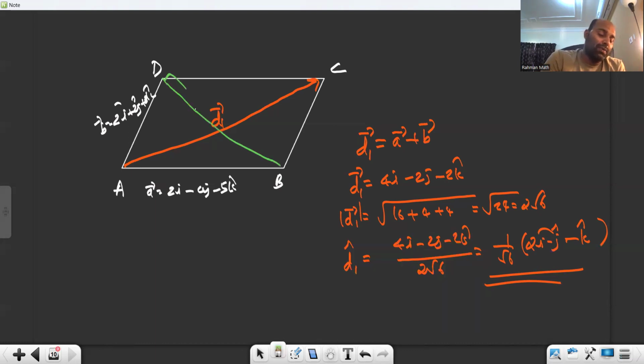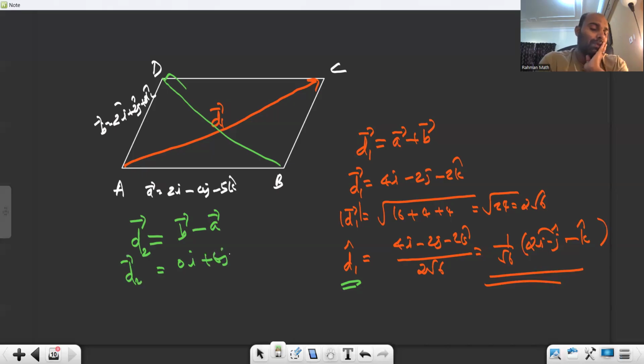The second diagonal we are calling D2. Now this is the unit vector, don't forget. The D2 vector is B minus A, not A minus B, B minus A. 2i minus 2i, this is 0i. 2j plus 4j, that is 6j. Don't make a mistake, I told you already. What is that 3 now? 3 minus minus 5, it will be 8k. So the D2 magnitude is 0 plus 36 plus 64, which is 100. So it will be 10.